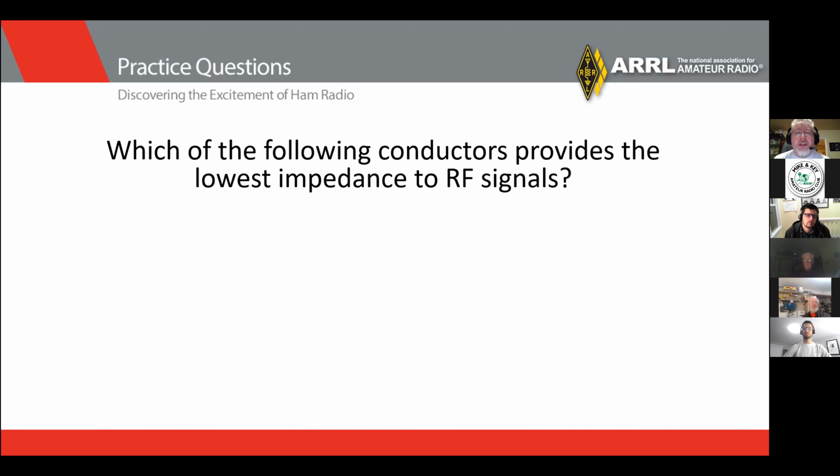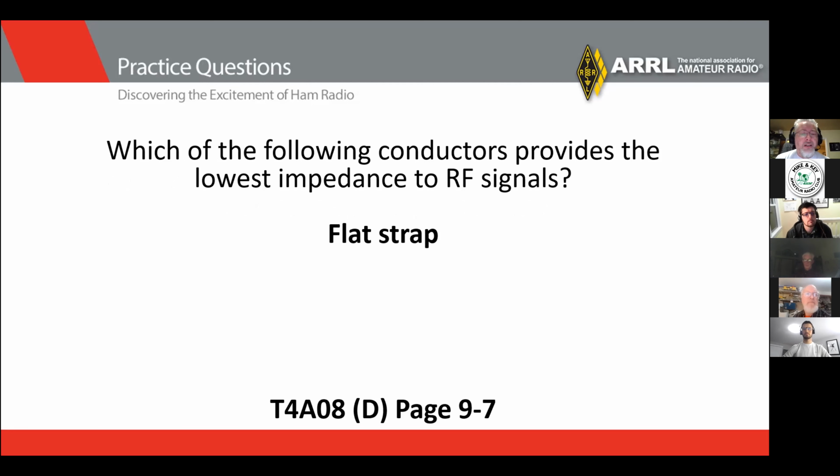Which of the following conductors provides the lowest impedance to RF signals? That would be a flat strap. What happens here is the RF signal travels on the surface area. So if you've got a solid wire, the RF does not go through the center of the wire. It goes on the edge of the wire. And the higher the frequency, the closer to the edge it travels. So the flat strap has the most surface area. That's why it has the lowest impedance or resistance to RF signals.